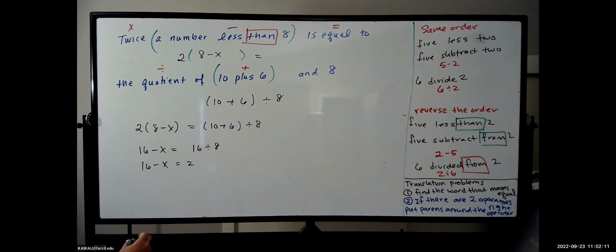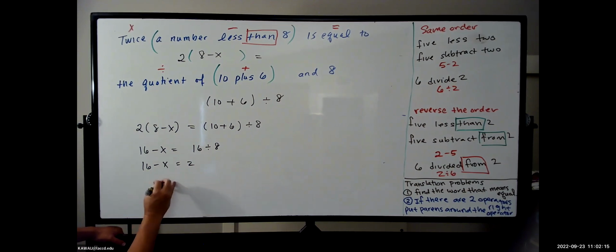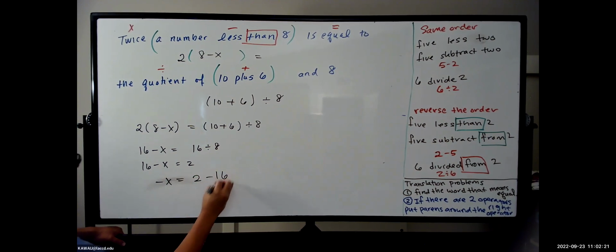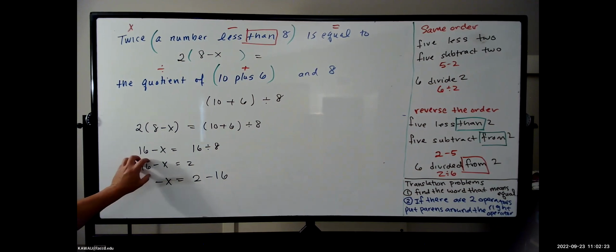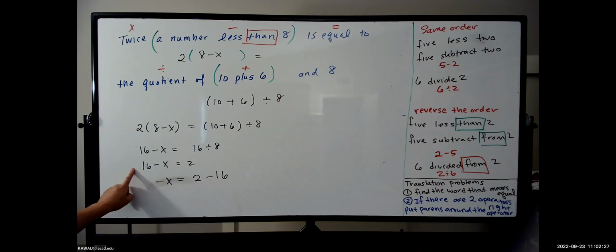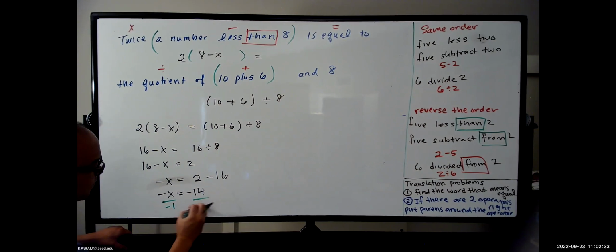So now let's look at what happens. We'll do it the Russian way, since everyone likes that way better. Minus x is equal to 2 minus 16. When we bring something to the other side, we just change the sign. So we go minus x is equal to minus 14, and then we divide by minus 1.